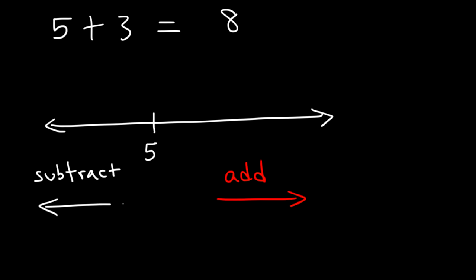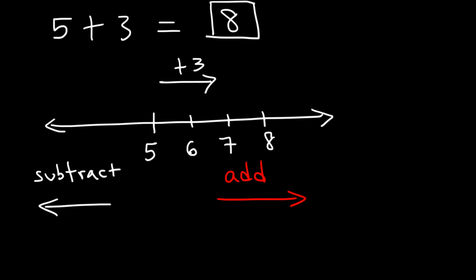So in this case, we want to add 3 to 5. So we need to travel 3 units to the right. 1, 2, 3. This is 6, 7, 8. So therefore, 5 plus 3 is 8.